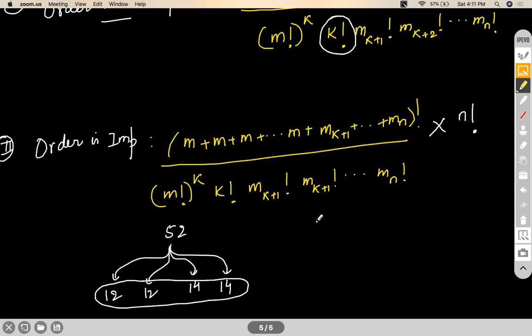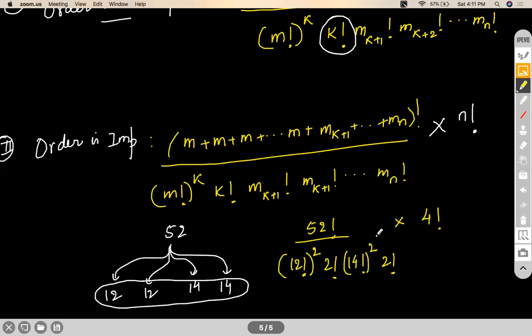So then your answer will be 52 factorial by 12 factorial square, 2 factorial because 2 of them had equal number of items, 14 factorial square, again 2 factorial because 2 of them had 14, and then multiply with 4 factorial because the same set of cards can interchange hands in 4 factorial ways. Are you getting my point? Is this clear? Okay. Any questions?